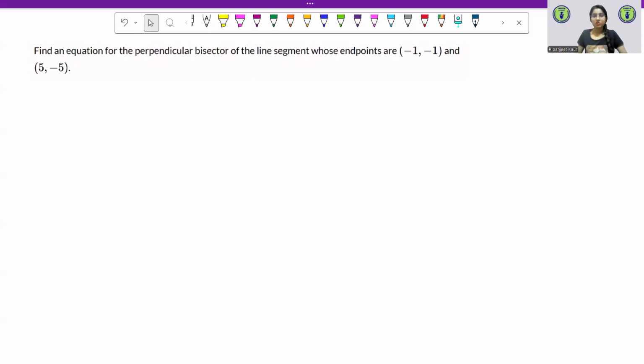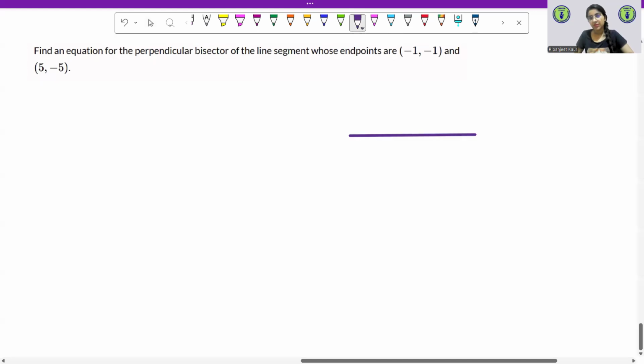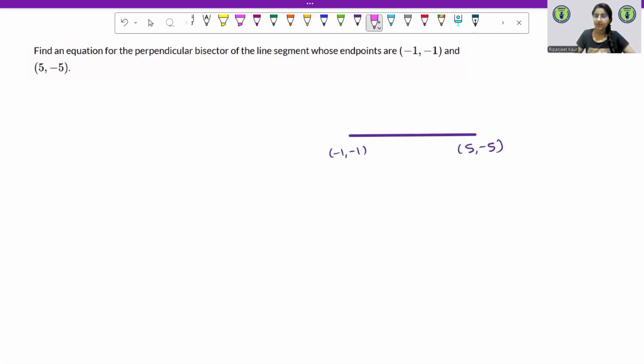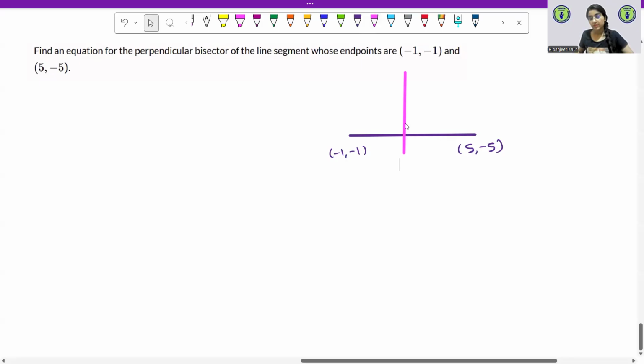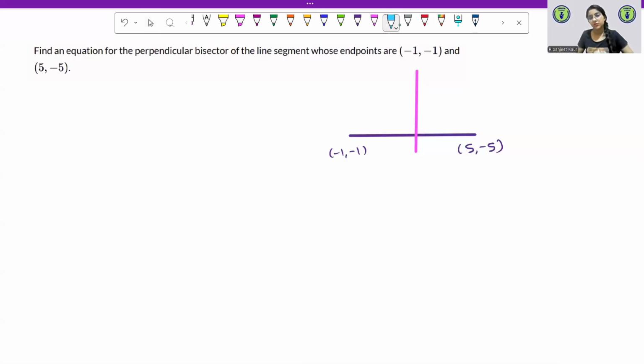So again, find the equation of the perpendicular bisector for the line segment whose endpoints are these. So we have a line segment whose endpoints are -1, 5 and 5, -5. They are saying there is a line which is perpendicular to this line and it is bisecting the line. Bisecting, so this line is dividing it into two equal parts.